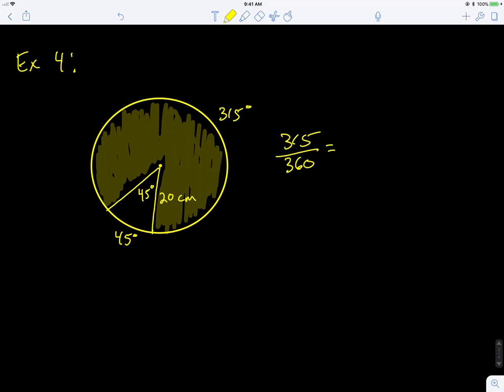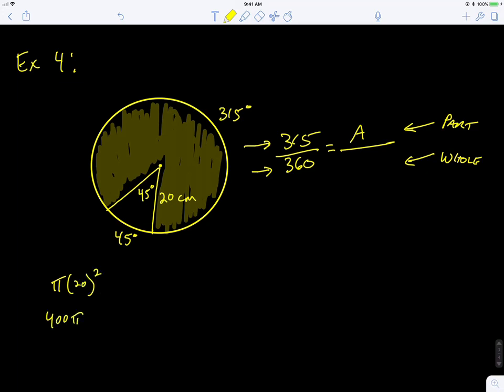And now I'm just going to say A is the area of the shaded part, and I'm going to divide by the area of the whole circle. So keep in mind again this idea of the part of the circle is on top and the whole circle is on the bottom. Instead of circumference on the other side, we're doing it with areas. That's for the area of part of the circle. This is going to be the area of the whole circle. Okay, so we need to find the area of the whole circle. If the radius is 20 centimeters, pi 20 squared would be our area, so it would be 400 pi.